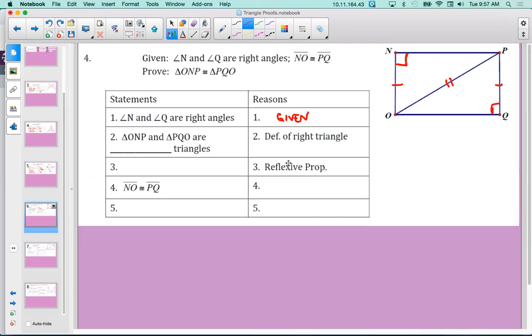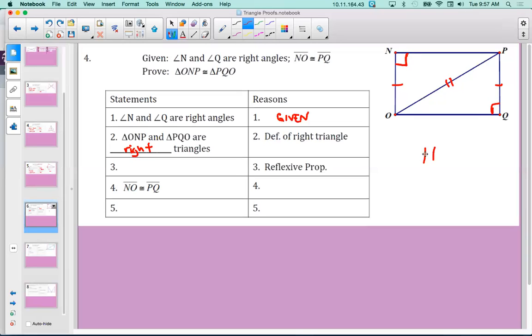Now, because we have a right angle in both triangles, we can say the triangles are right triangles. Why would we need to say they're right triangles? Let's look at what we're given. We can't use side angle side because the angle is not between the two sides. We aren't given two angles because we're not told anything's parallel. So these right angles are key because I think we're going to have to use hypotenuse leg.